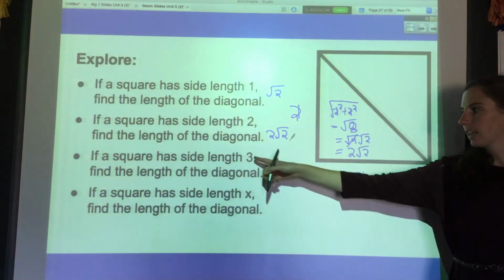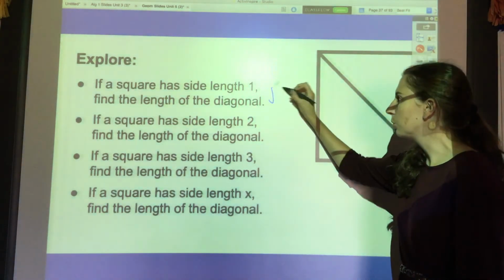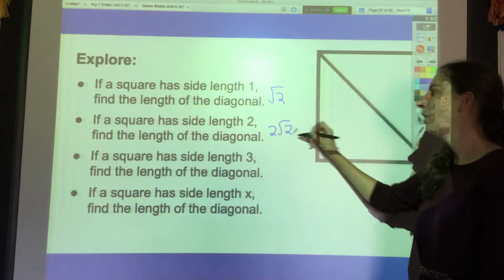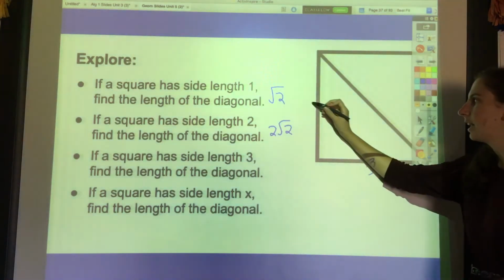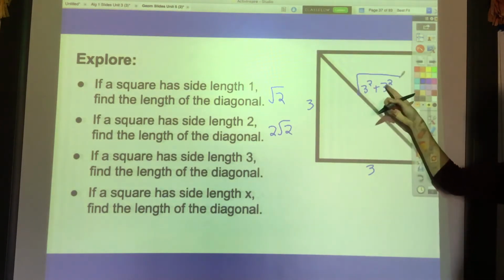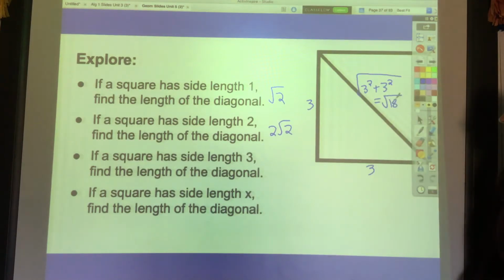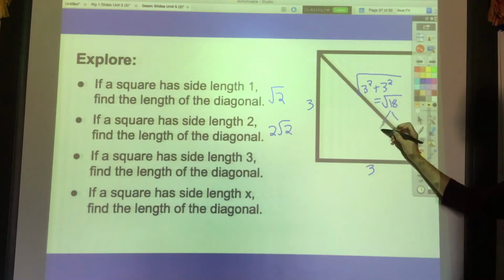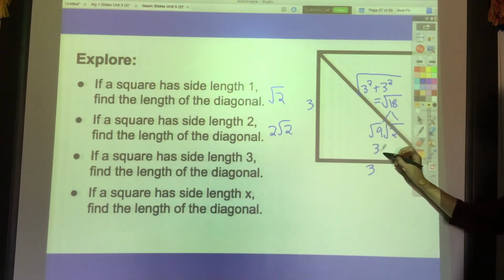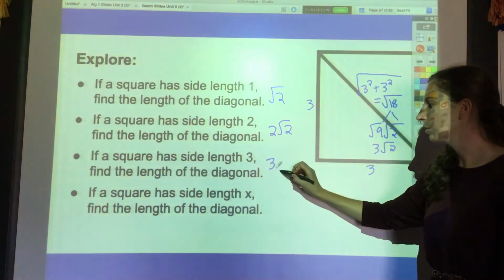Let's see if it has side length 3, what happens. I'm going to erase this. So this one was 1 root 2, this was 2 root 2. If it has side length 3 and 3, then this diagonal would be 3 squared plus 3 squared, and we'd square root it. That's 9 plus 9, so 18. 18 can actually break into 9 and 2, and the square root of 9 is 3, so 3 root 2. So this diagonal here is 3 root 2.